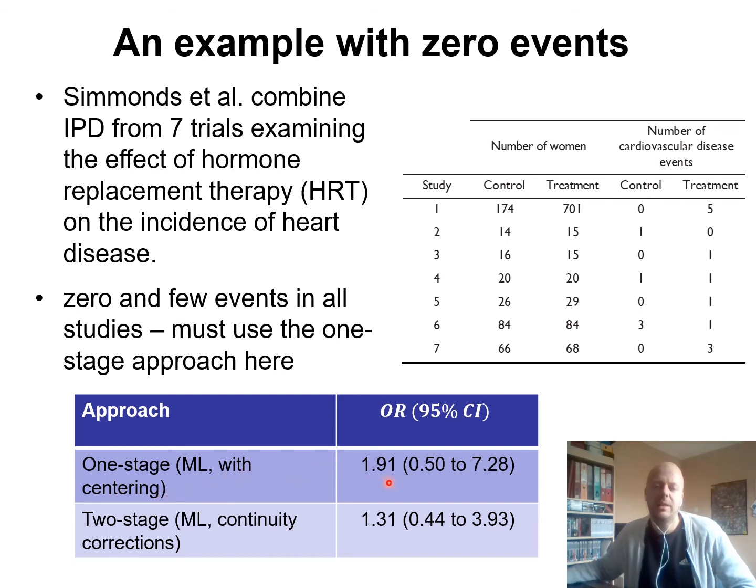If I did that, I would get an odds ratio of 1.91. If I didn't and used a two-stage approach, I get a very different result of 1.31. Okay, so the one-stage approach is better there. And I'm saying it's better because of theoretical reasons, not because I'm looking at the results and seeing a difference. It's known theoretically from the papers that I've mentioned earlier.